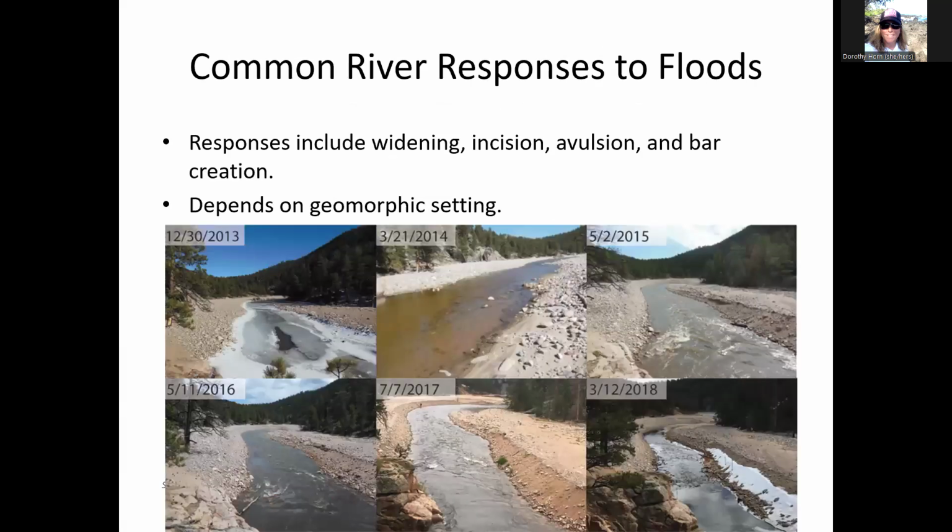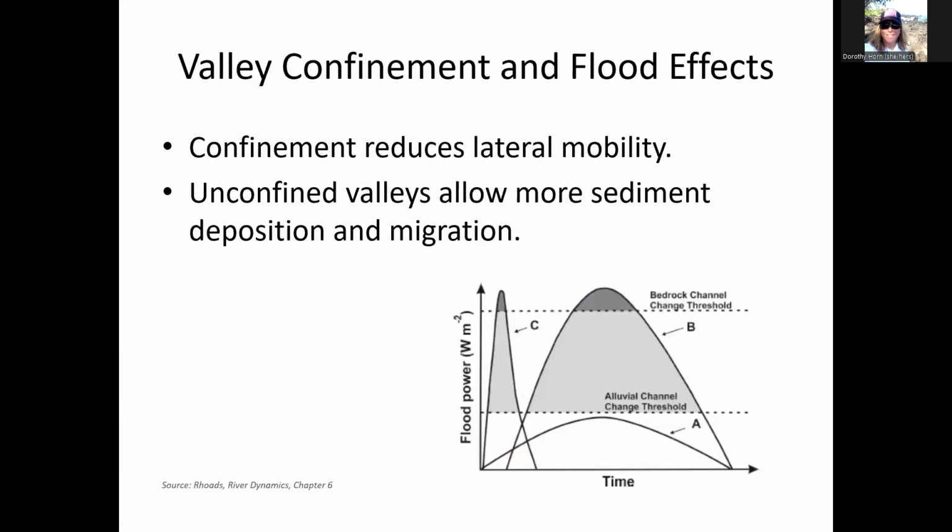You can see these are just a couple different pictures of what rivers look like after floods. So sometimes it widens, sometimes you see a big incision happen. You can see a bar created in certain areas. So it really just depends on the geomorphic setting, right? Like what does the bed load look like? What does the underneath look like? How much sediment is there? What kind of sediment? What does the vegetation look like? These are all just different pictures for you to take a look at.